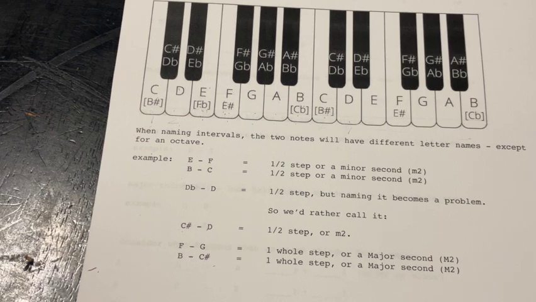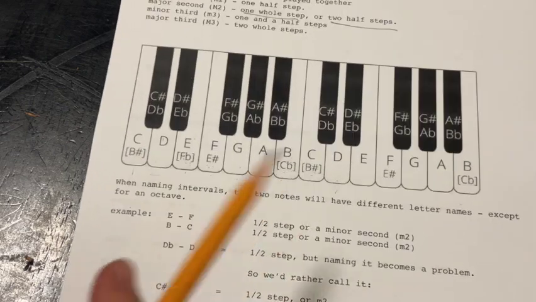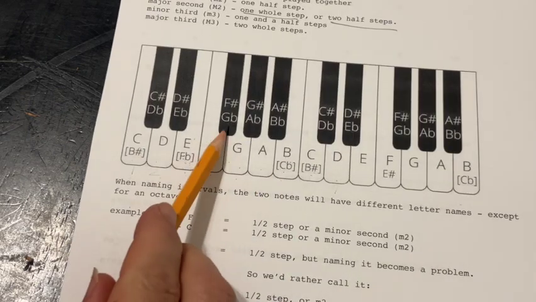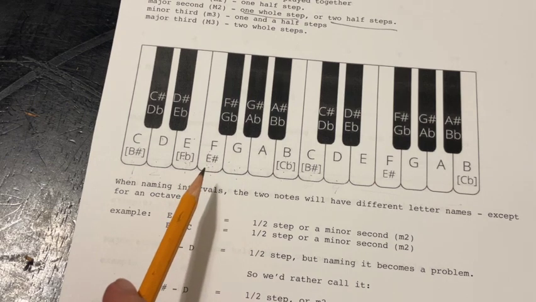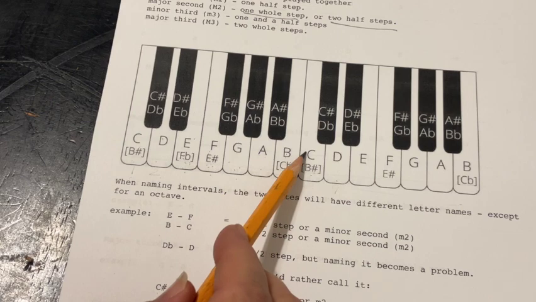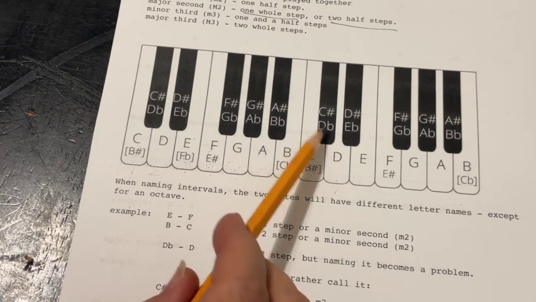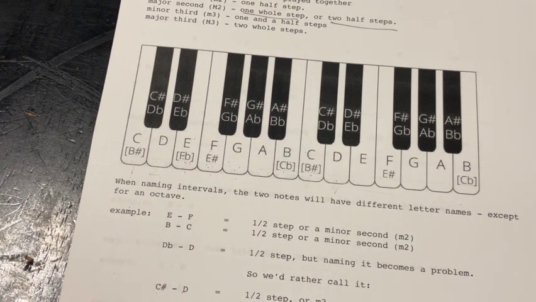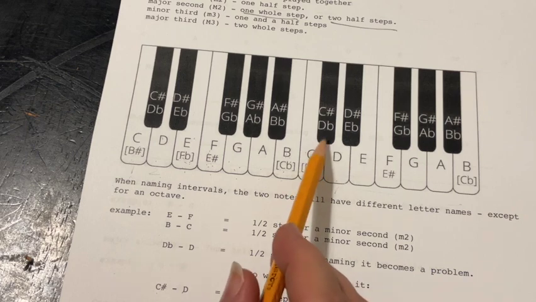Okay, and then F to G is a whole step, because if you look at your keyboard again, you got F and G separated by a black key, so that's two half steps. B to C sharp, same thing. I go from B up a half step to C, and then C up a half step to C sharp. But it's still a second, even though I'm going up 3 keys, because I'm going from B to C sharp. Okay?